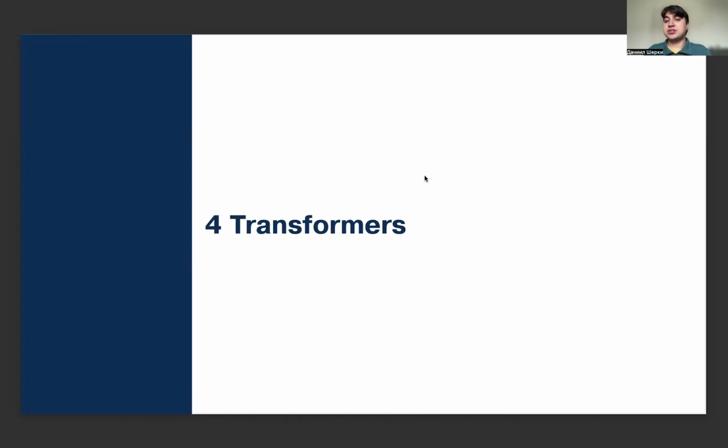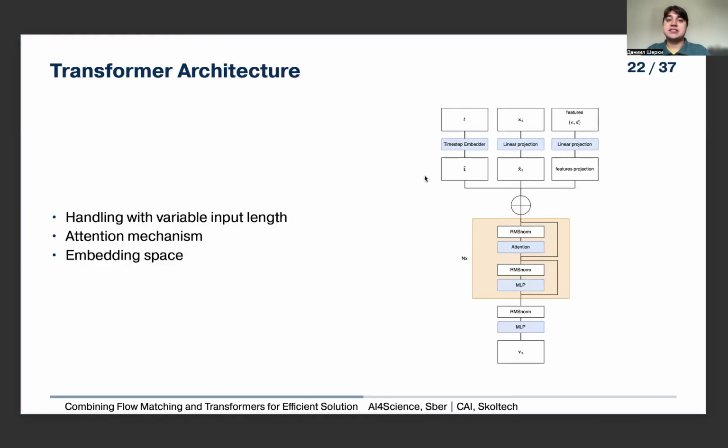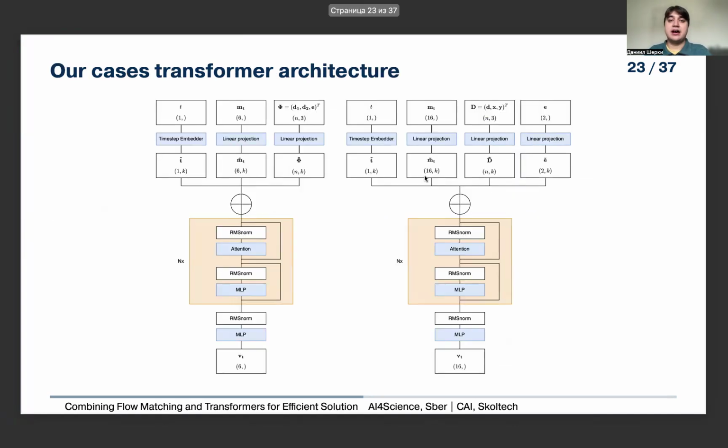And let's talk about transformers. Transformers possess an excellent property: they handle sequences of arbitrary length. Hence, we can tackle inverse problems where the number of observations varies. The architecture will often embed variables such as time and observations into latent space, solve the flow matching problem there, and output a velocity vector for each parameter.